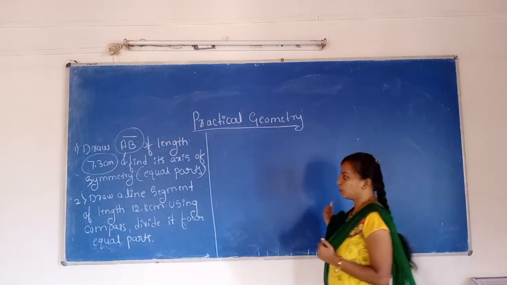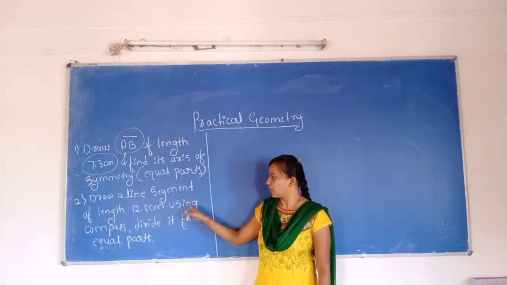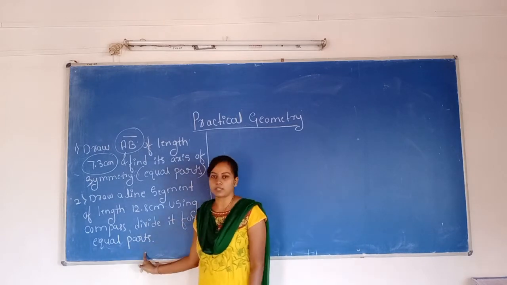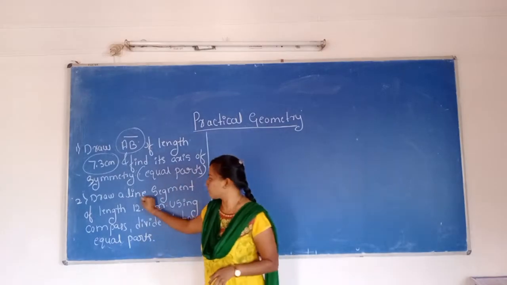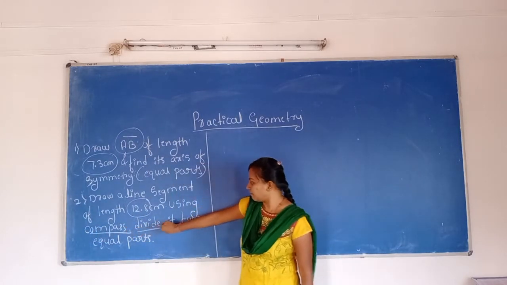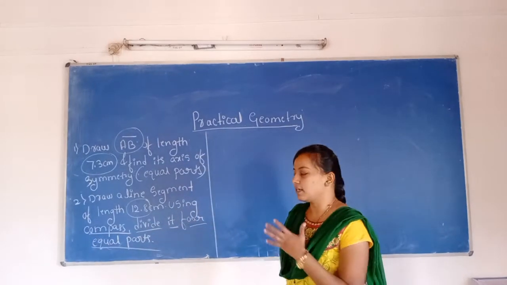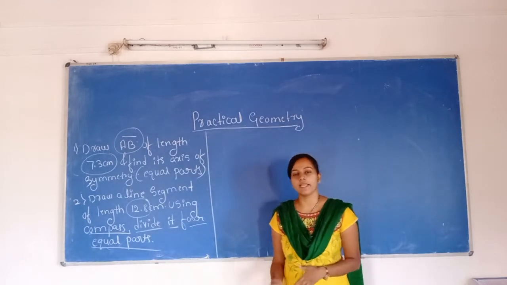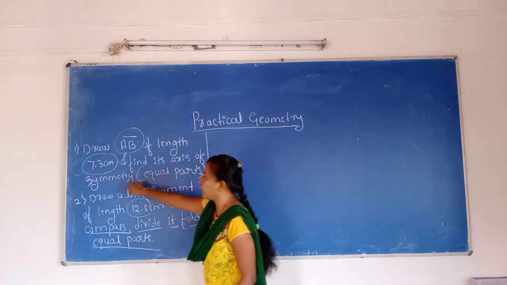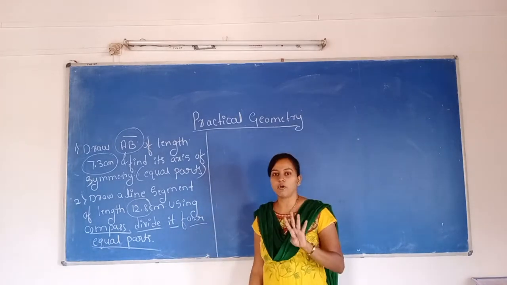So next, question number 2. Draw a line segment of length 12.8 centimeters and using compass divide it into 4 equal parts. You have to draw 12.8 centimeters first and divide it into 4 equal parts. First of all, draw the 12.8 centimeter line segment, and from that line segment we have to make 4 equal parts. In the first question only 2 equal parts were there. So in the second question you have to make 4 equal parts.